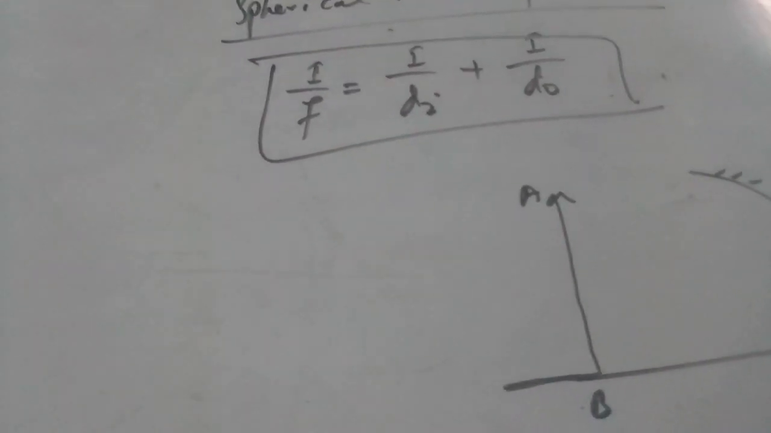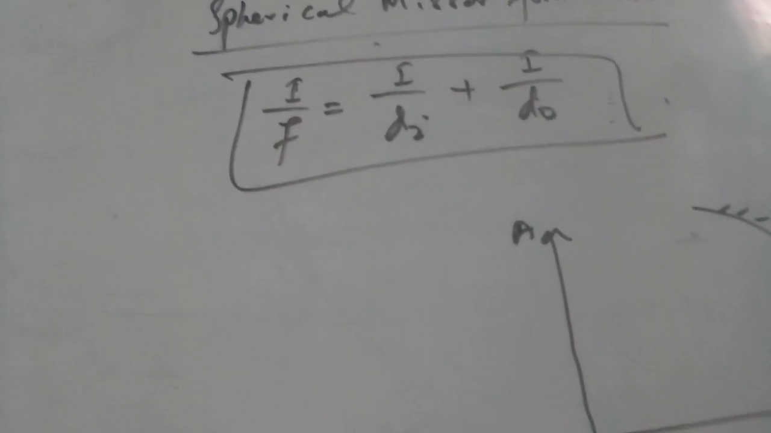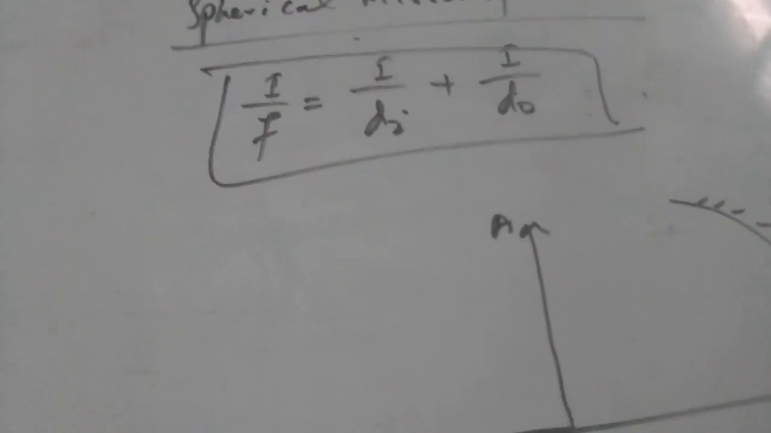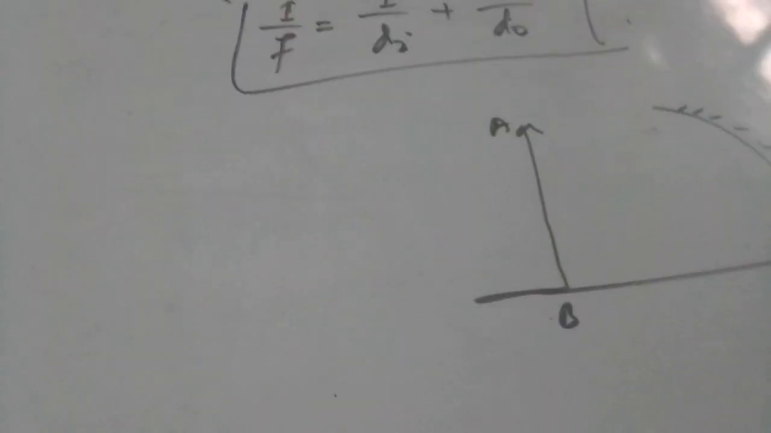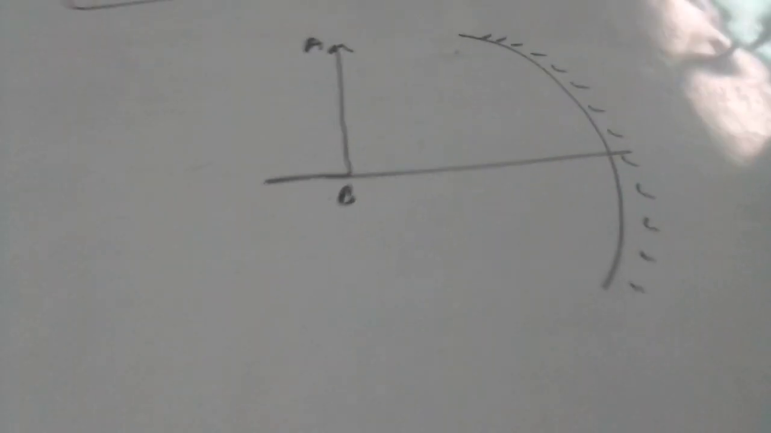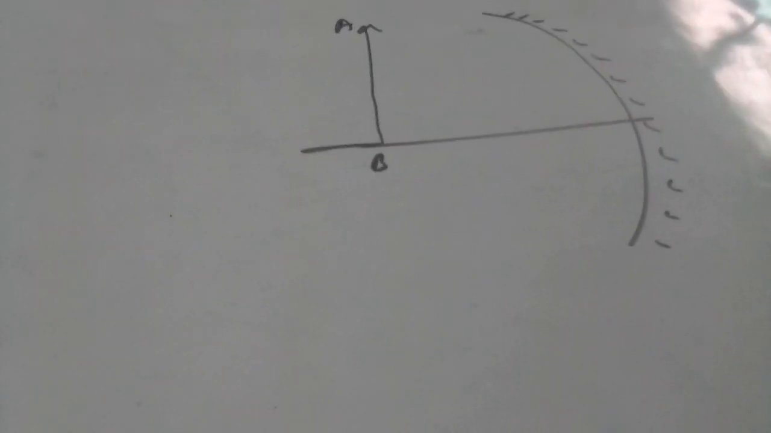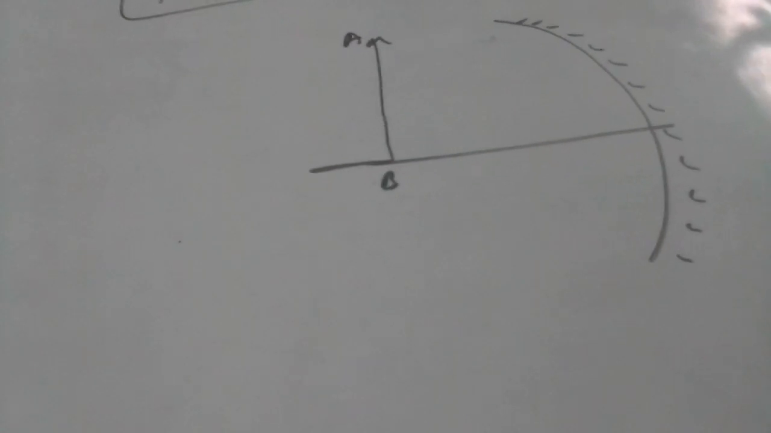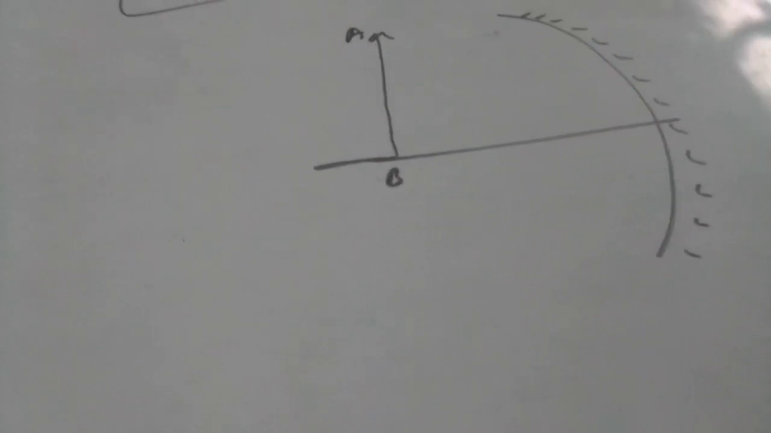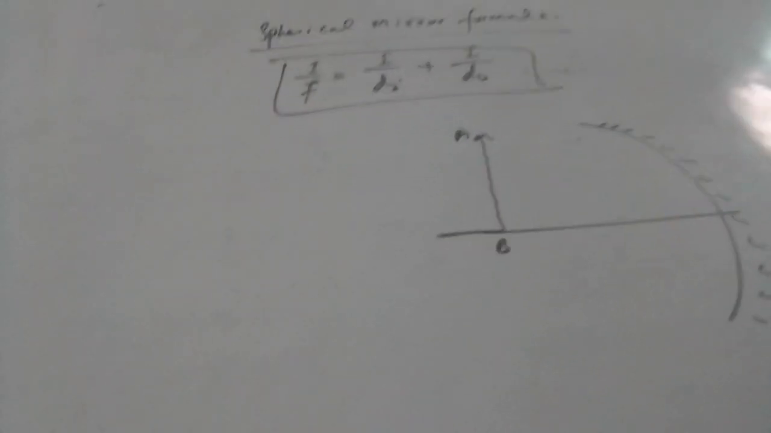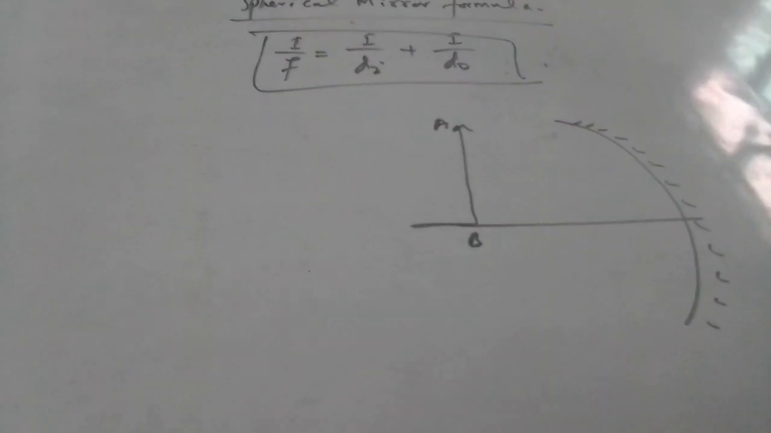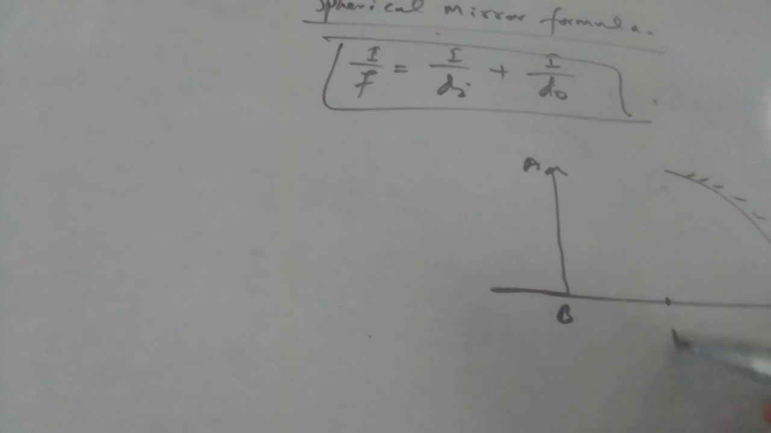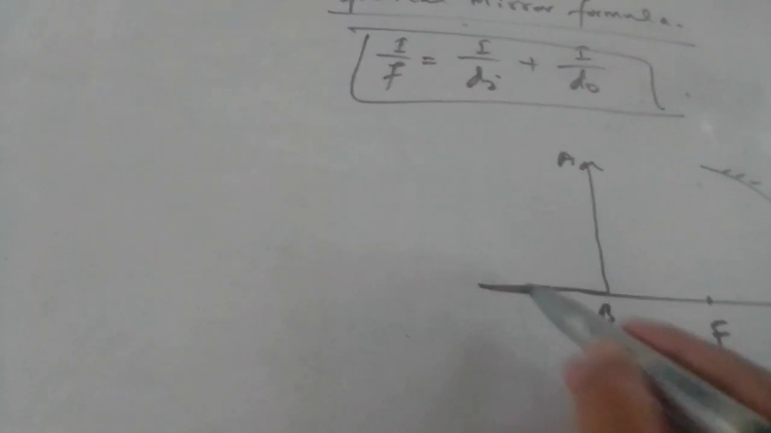The mirror formula can be written as 1 over focal length is equal to 1 over object distance plus 1 over image distance. Now, to derive this formula, let an object AB be placed between the principal focus F and the center of curvature.